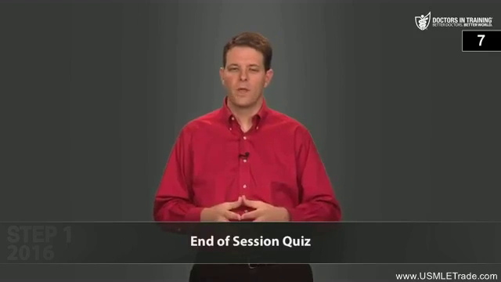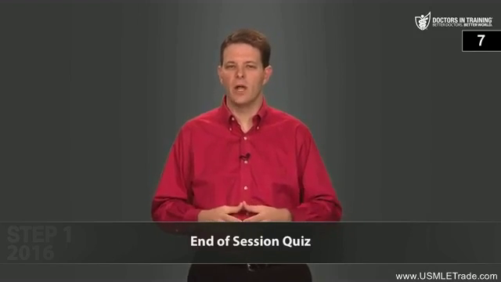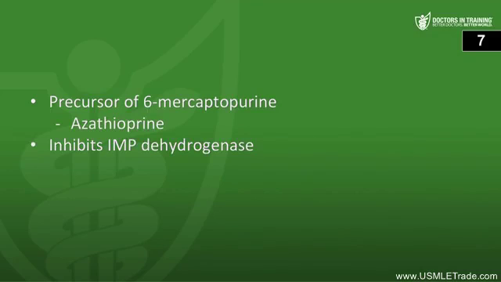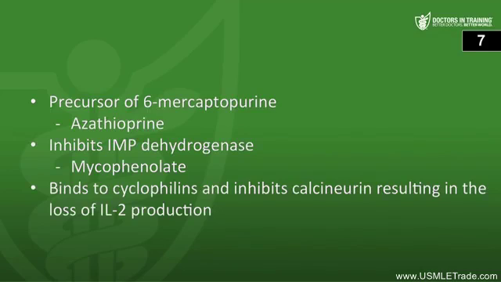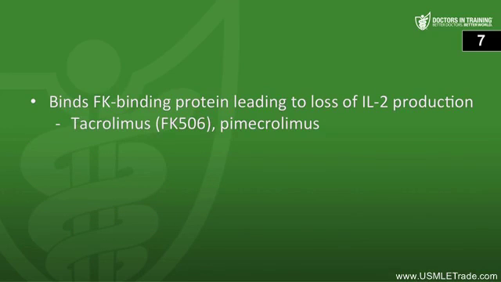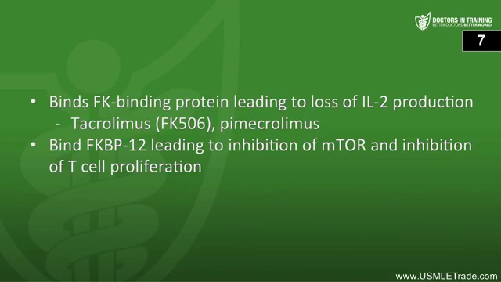All right, let's go over this question. Which immunosuppressant matches each of the following statements? The precursor of 6-mercaptopurine is azathioprine. Inhibits IMP dehydrogenase, that's mycophenolate. Binds to cyclophilins and inhibits calcineurin, resulting in the loss of IL-2 production, that's cyclosporin. Binds FK binding protein, leading to the loss of IL-2 production, it's tacrolimus or FK506, and also pimecrolimus. Binds to FKBP12, leading to inhibition of mTOR and ultimately inhibition of T-cell proliferation, that's sirolimus.